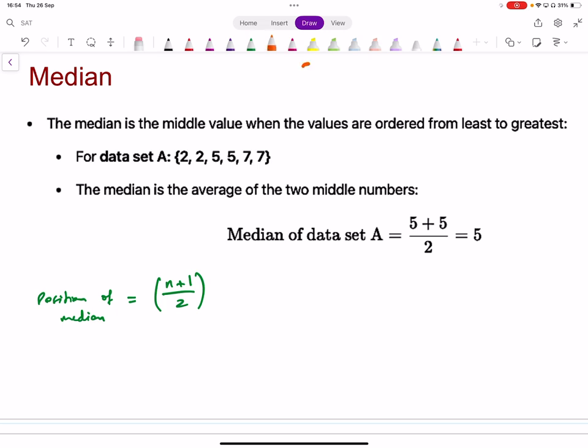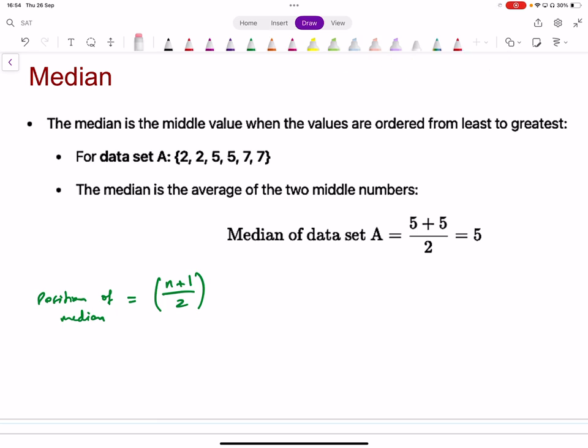If you have 7 values, for instance, if let's suppose n was 7, what would you get? 7 plus 1 over 2. Whatever is the fourth value, that will be the median. When it's sorted in ascending or descending order, the fourth value will be the median. So when the number of values is odd, you get an exact position of that value.